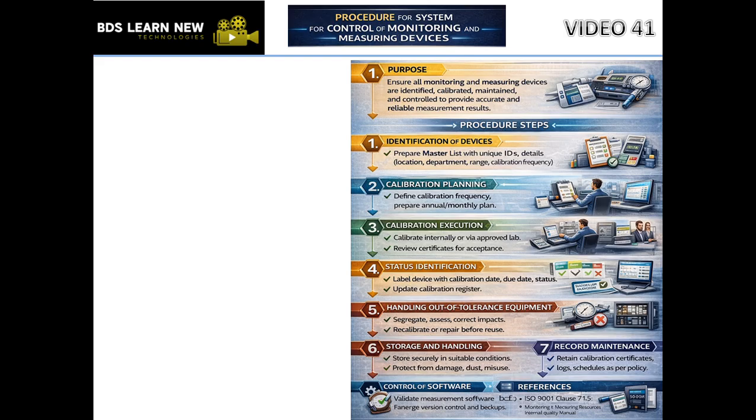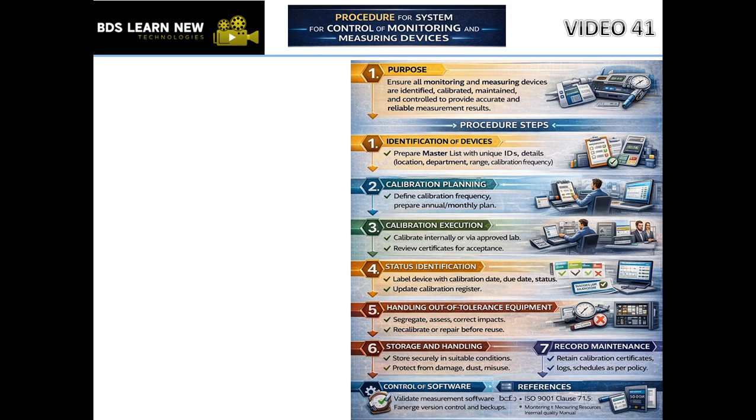Let's discuss the procedure steps one by one. First of all, identification of devices. Prepare master list with unique IDs, details, location, department, range, calibration frequency. Then second, calibration planning. Define calibration frequency, prepare annually or monthly plan. Then third, calibration execution. Calibrate internally or via approved lab.